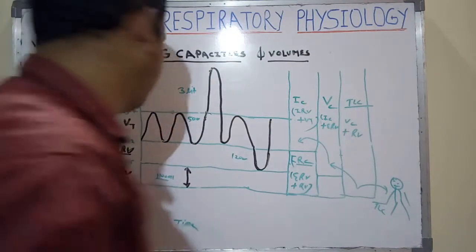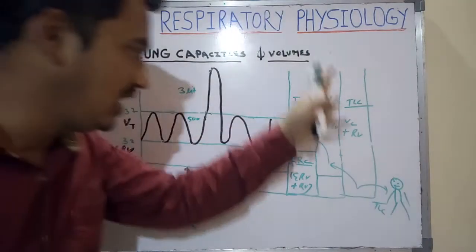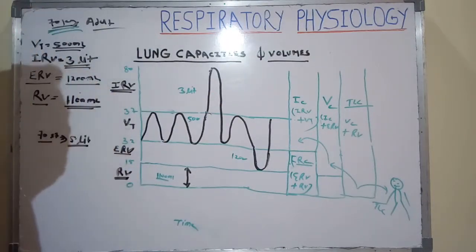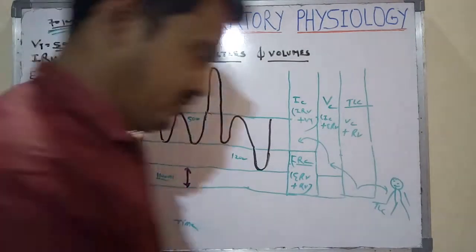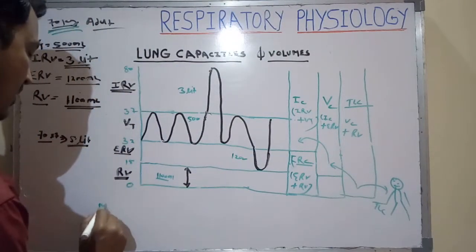Is it clear now? So these are different lung volumes and these are lung capacities, which are additions of these volumes. Fine. Now what is minute volume? One term is used sometimes which we call minute volume.